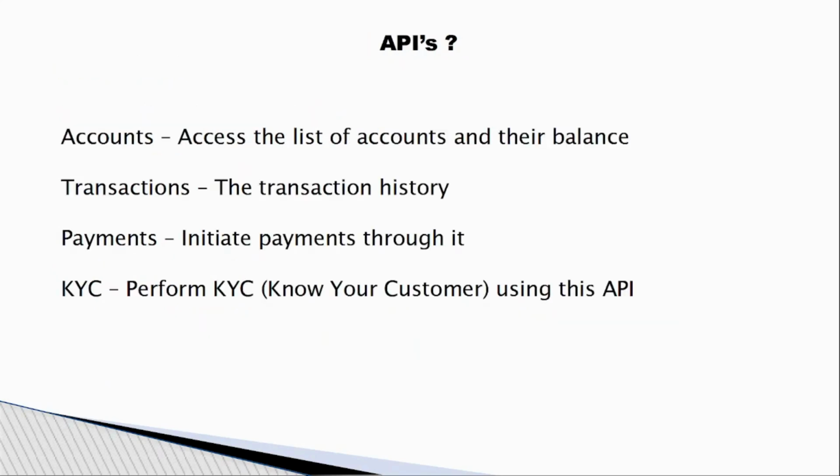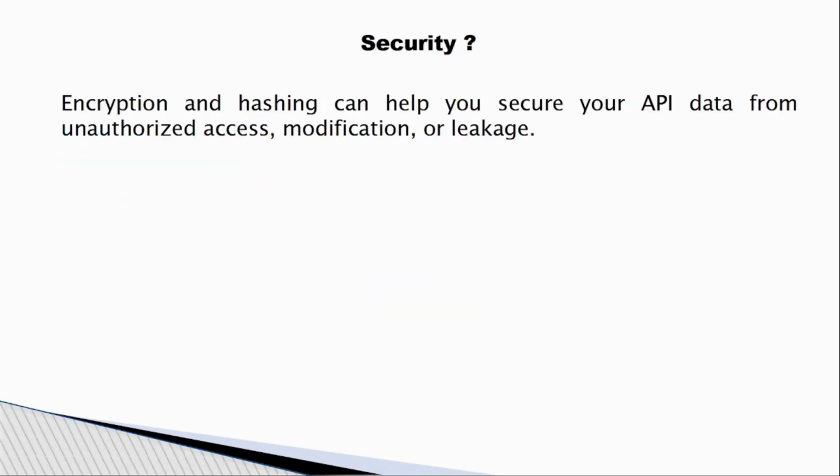APIs. After open banking, account access APIs give the list of accounts and transactions, the transaction history API, the payments API to initiate payments, and KYC, to perform KYC using this API. For security, encryption and hashing can help protect your API data from unauthorized access, modification or leakage, because now your data will be shared with different third party service providers. So these security features will be implemented with the API.